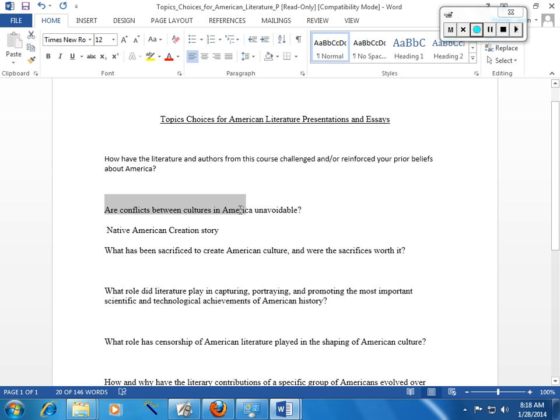Are conflicts between cultures in America unavoidable? A simple yes or a simple no might not do the question justice, right? You might say, in some instances, yes, the conflicts were avoidable. However, in others, they were not. So it can be a more developed answer than a simple yes or no.